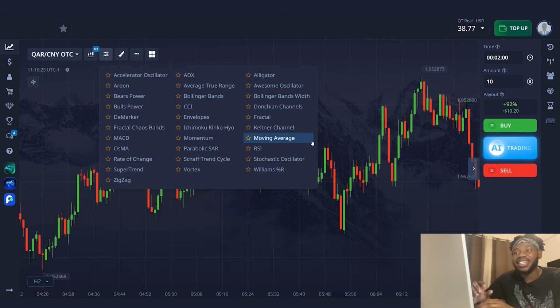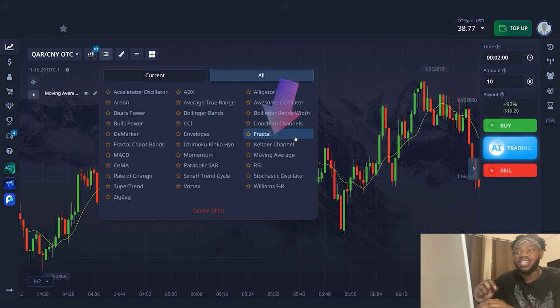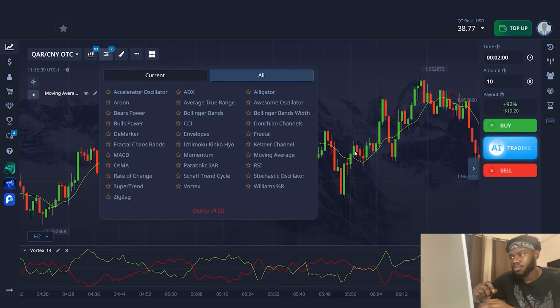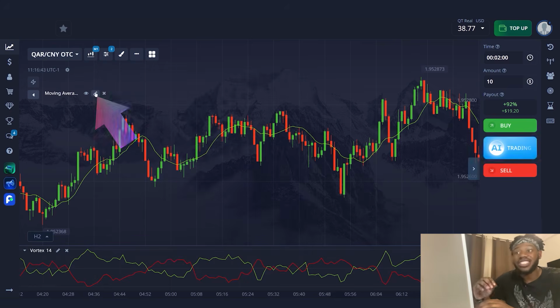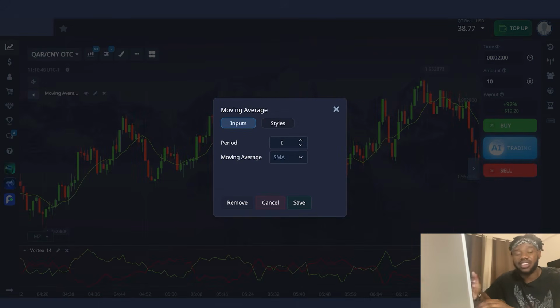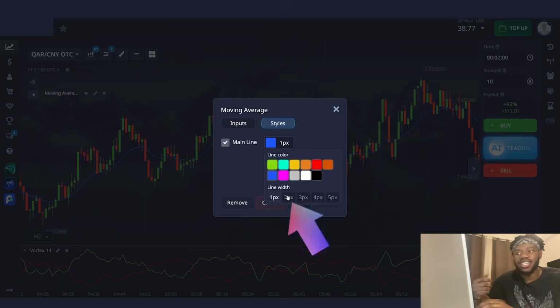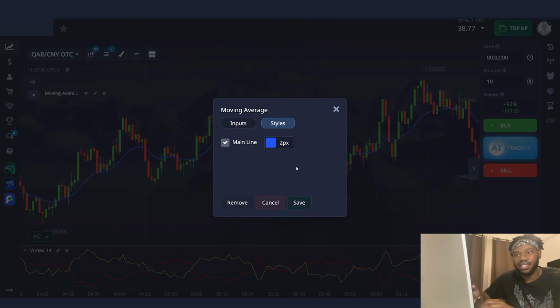Now I will open the indicator section and select the moving average and vortex. I will make the moving average indicator have a period of 17 and the line type will be EMA. In the style settings, I will change the color of the line to blue and increase its thickness.